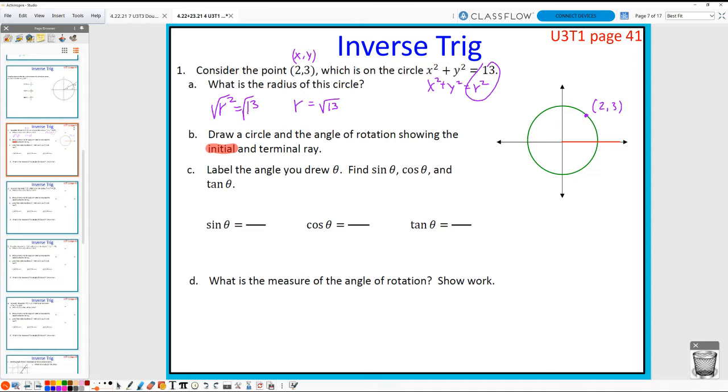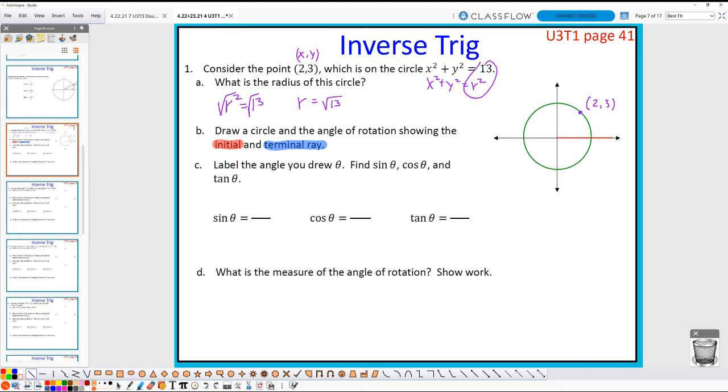The terminal ray here just means the line that goes from the origin through the point, like so. Okay, so these are what they are called.